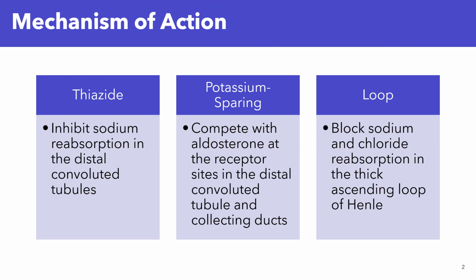Let's talk about the mechanism of action of the different types of diuretics. Thiazides work by inhibiting sodium reabsorption in the distal convoluted tubules. Potassium-sparing diuretics compete with aldosterone at the receptor sites in the distal convoluted tubule and collecting ducts. Loop diuretics block sodium and chloride reabsorption in the thick ascending loop of Henle.